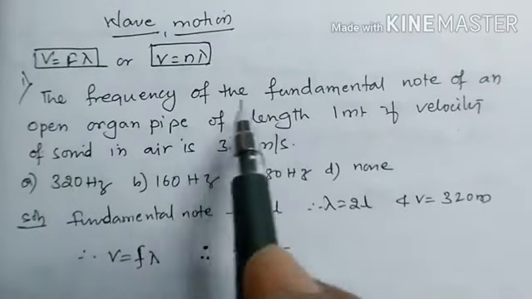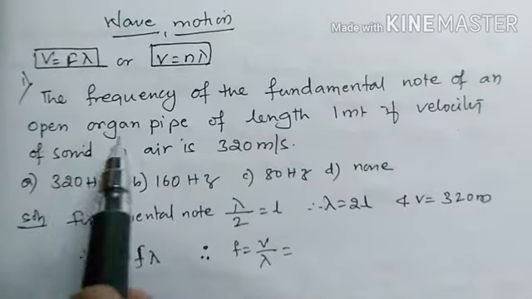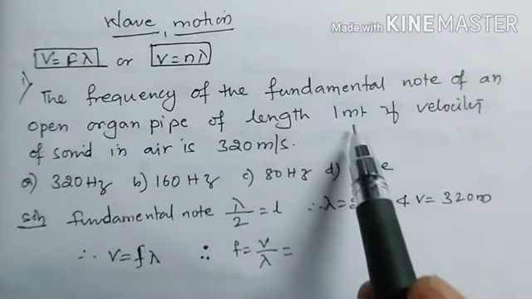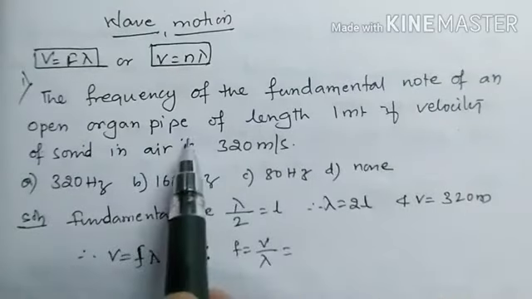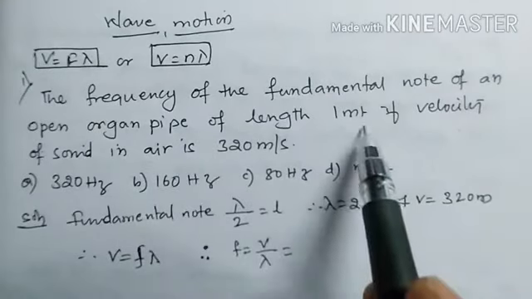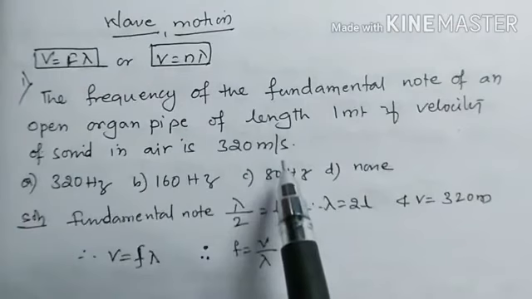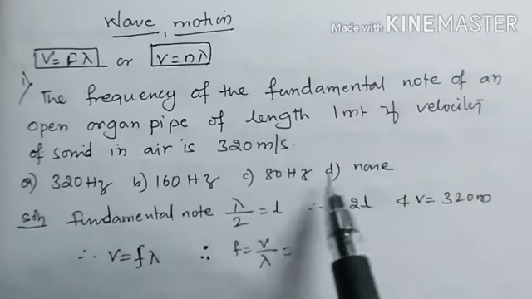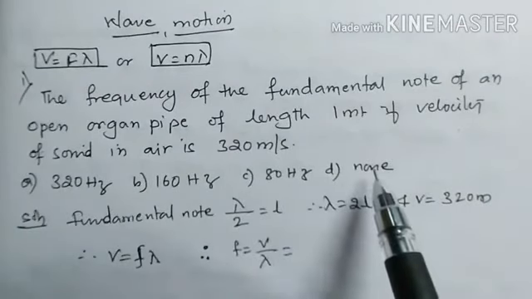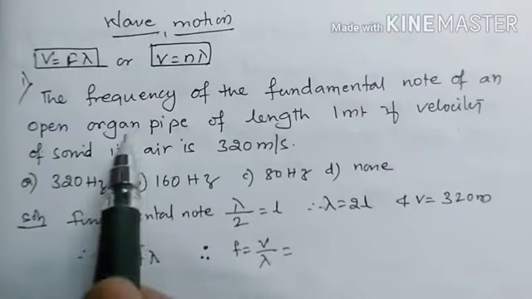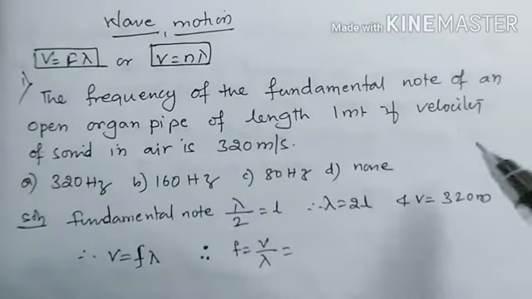Now the frequency of the fundamental note of an organ pipe of length 1 meter. That means the organ pipe length is 1 meter, and the velocity of sound in air is 320 meters per second. Then what is the answer that we have? Here you see the frequency of the fundamental note.